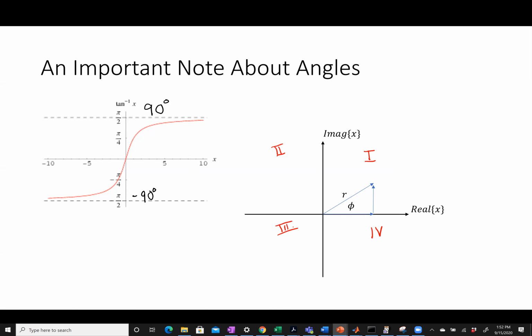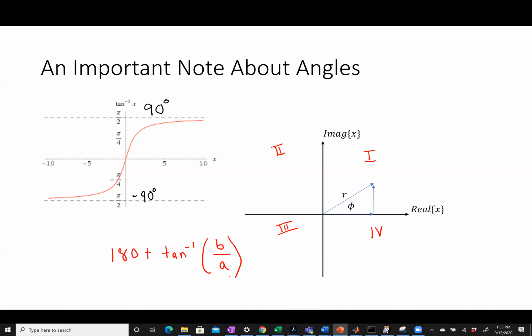That typically is the kind of thing that on exam 1, half of you get something wrong, because you won't remember this. The issue I run into is if I need to compute the angle of something in the second or third quadrant, I need to add 180 plus the arctan of the imaginary part over the real part. Like that. I always add 180 degrees.